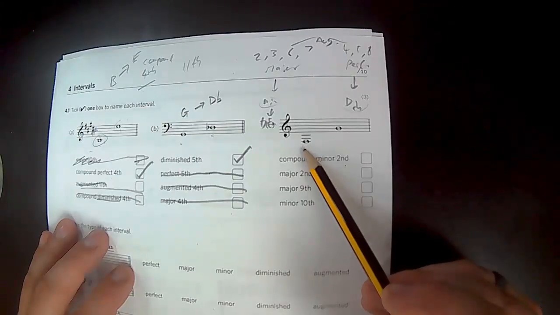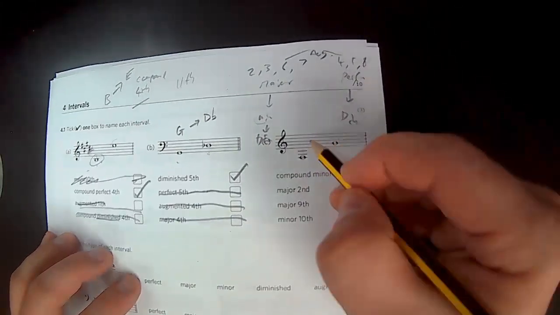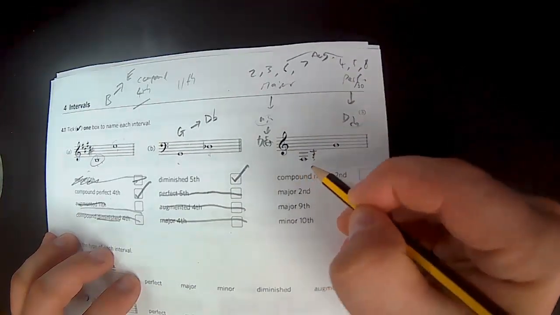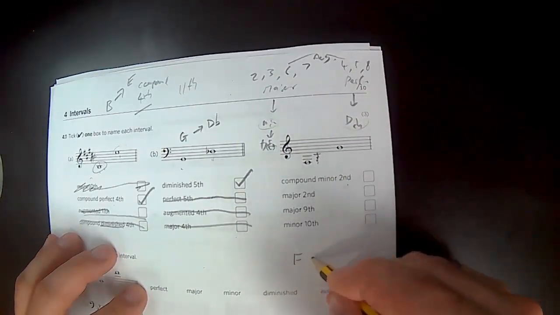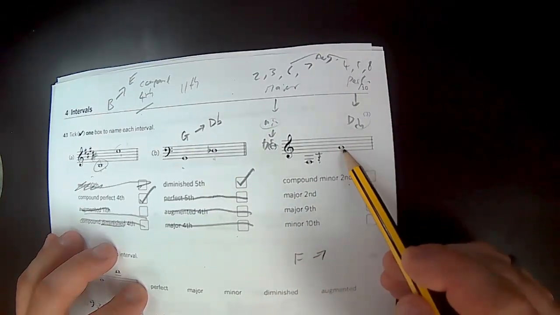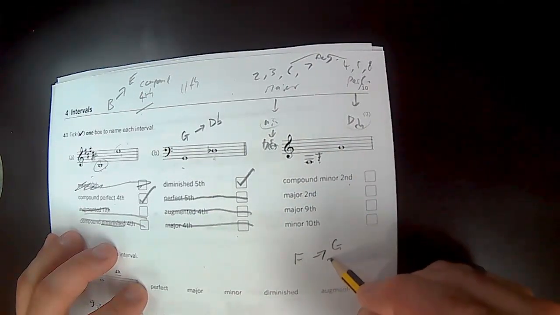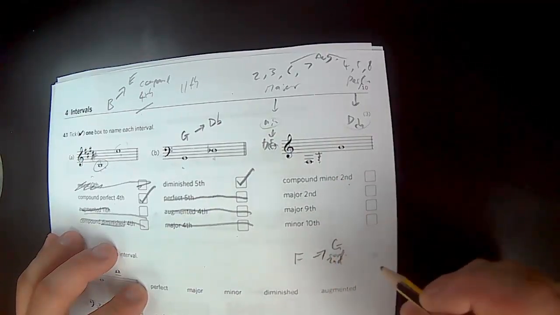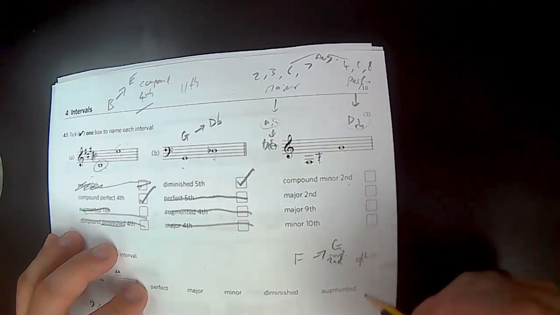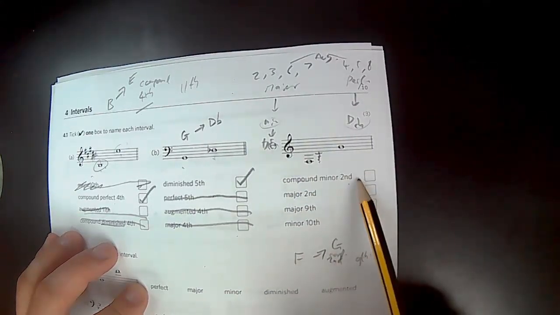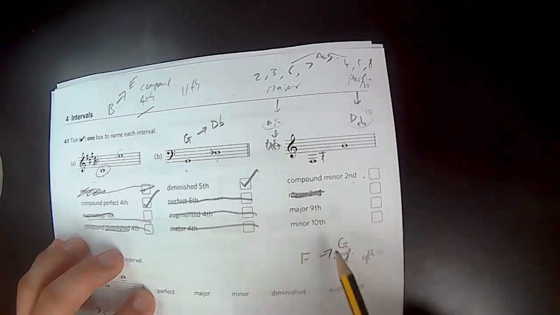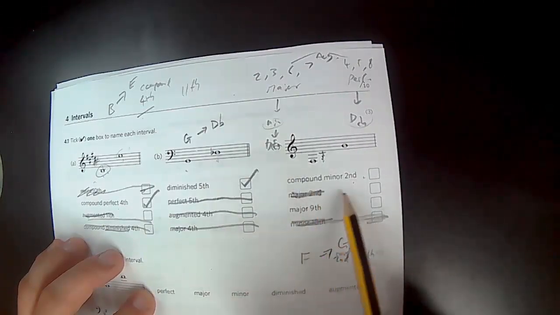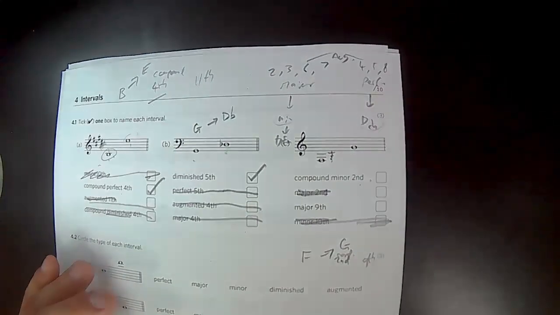What's this down here? We need to make sure that we can read all these ledger lines. So if we're struggling, then we can write C, B, A, G, F, and make sure that we know what note we're talking about. F up to a G. So that would be a second, but it's plus an octave. So it's a compound second, or if you count all the way, it's a ninth. So we're looking for a compound second, not a normal second. It would have to be a compound second, or a ninth. So it's not a tenth. So it's either the compound minor second, or it's a major ninth.